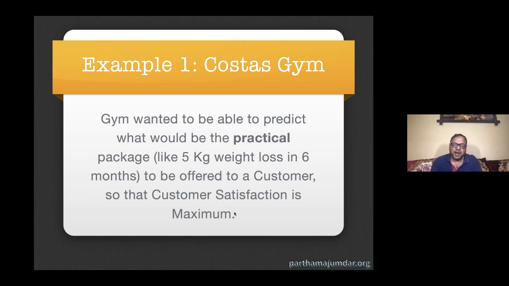Now, once the packages were sold to the customers, many of them would achieve the results they had joined the gym for, but there were many who would be disgruntled that they joined the gym but did not achieve the results. So the gym had a problem that they were coming up with a lot of customers who were disgruntled that they were not able to meet the goals of their purpose of joining the gym. So the gym wanted a predictability that if I am offering a package to a customer, the customer has a maximum likelihood that he will achieve the goal he has joined the gym for. So this was the problem.